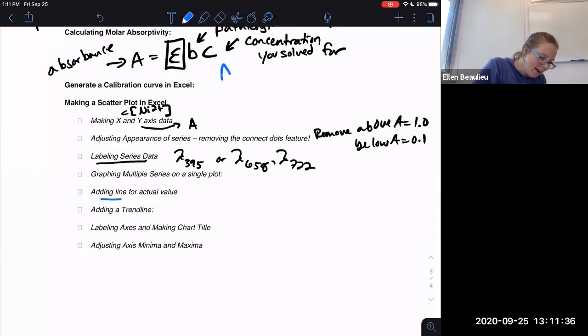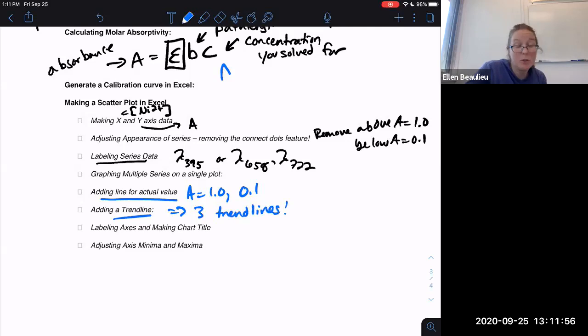You want to add the lines for the actual value. So add those horizontal lines at 1 and 0.1. The videos will tell you how to build a horizontal line. You want to add trend lines for all 3 wavelengths. You want to know which trend line goes with which data series. So be very clear about that when you build your chart. You're going to label the axes and make a title. The videos will show you how to do both of those things.